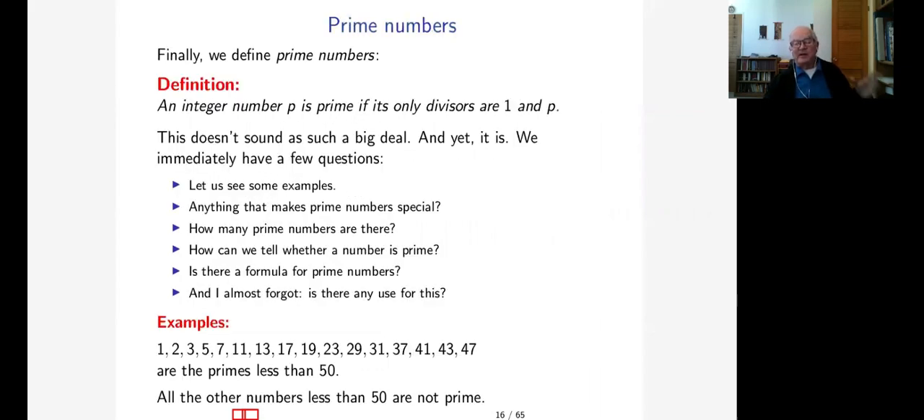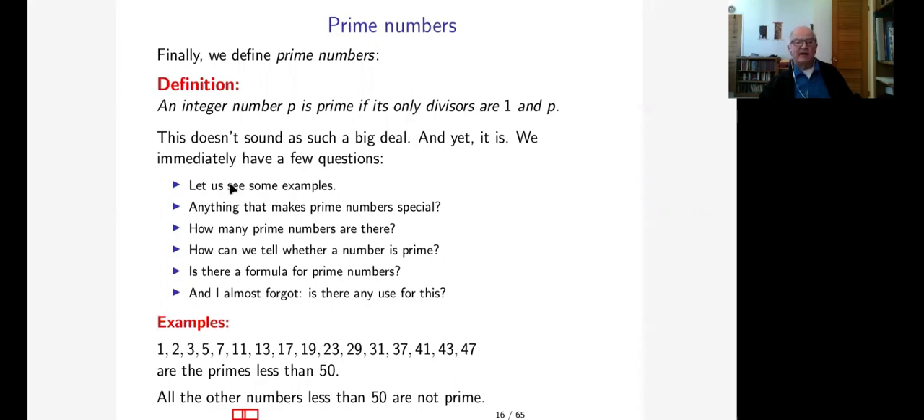So let's just step back and see what we did. We talked about natural numbers, we talked about division, and we talked about divisibility. And now we are ready for a fundamental definition about what prime numbers are. And here it is: an integer number p is prime if its only divisors are 1 and p. Extremely simple definition connected to divisibility of numbers.